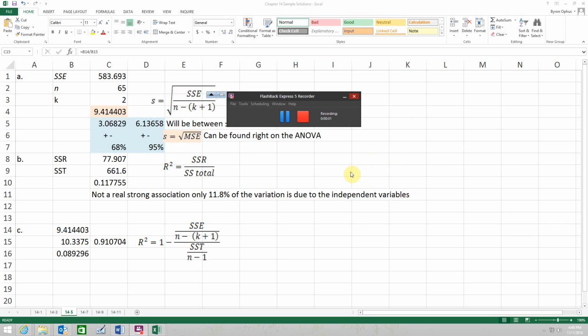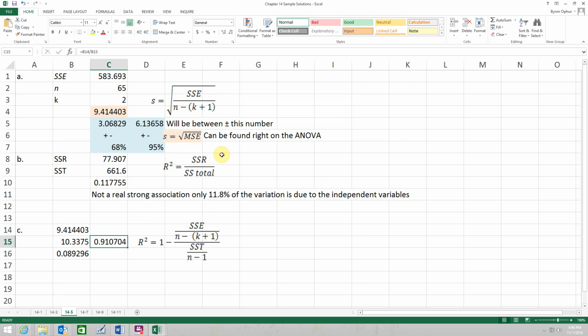Okay, so 14-6, it looks a little more gnarly than it is, but we'll go through it. It gives you an ANOVA table, right? And then it asks you to determine the standard error of estimate. It says about 95% of the residuals will be between these two values.